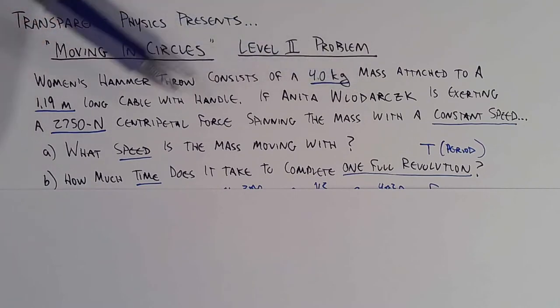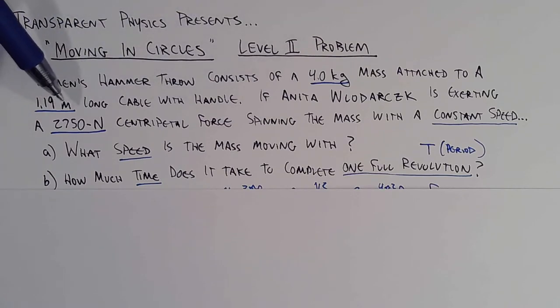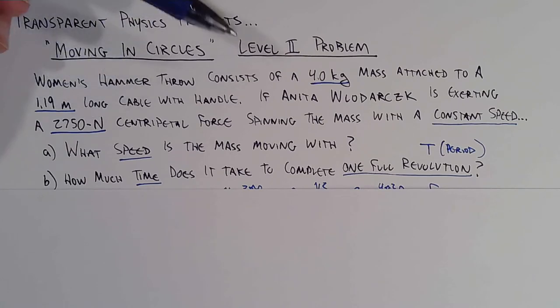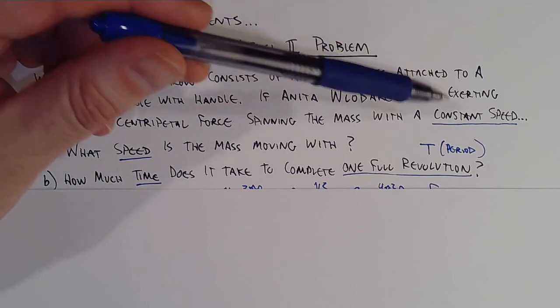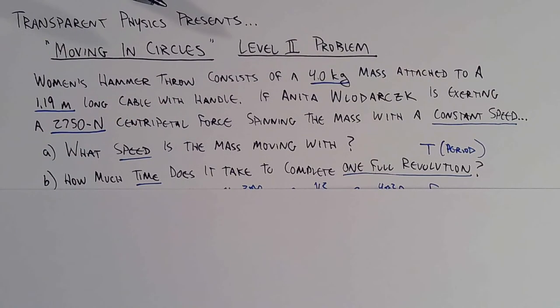So I'm just working some general numbers out here. But let's say that she is exerting a force of 2,750 newtons, centripetal force pulling inward on the cable. And we're going to assume she's spinning it with a constant speed.